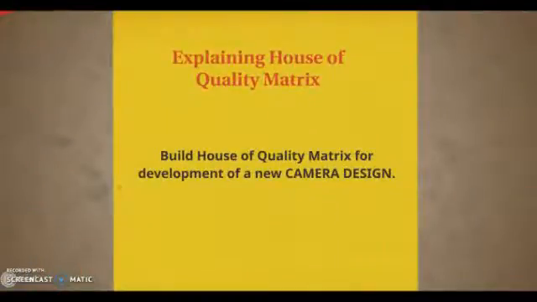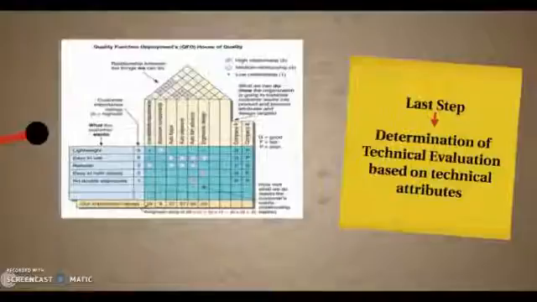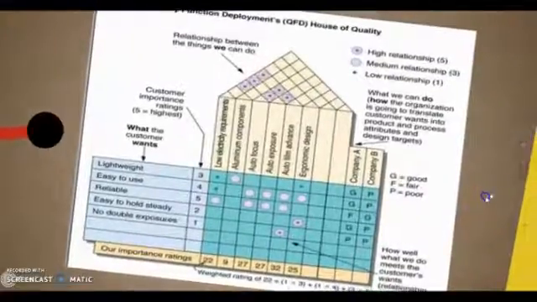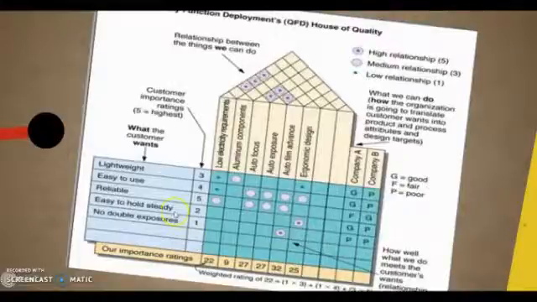Now, how to explain the House of Quality matrix. We'll take an example to build a House of Quality matrix for development of a new camera design. So, as we said, the customer wants will come on the very left side. For example, for a new camera design, the customer wants will be lightweight, easy to use, reliable, easy to hold steady, and no double exposure.